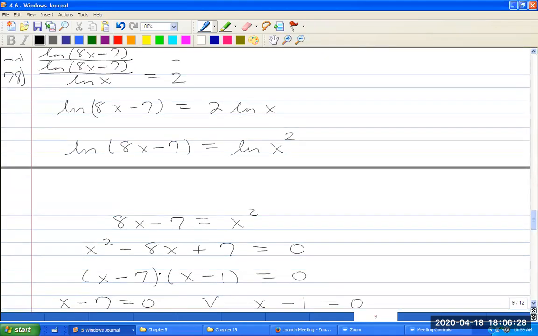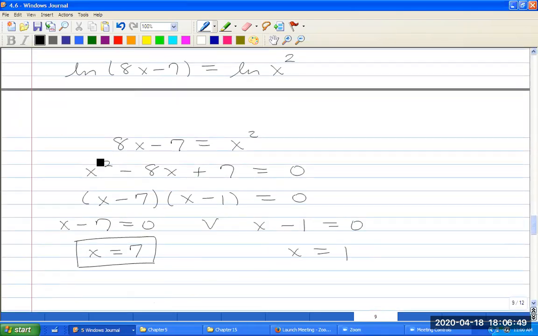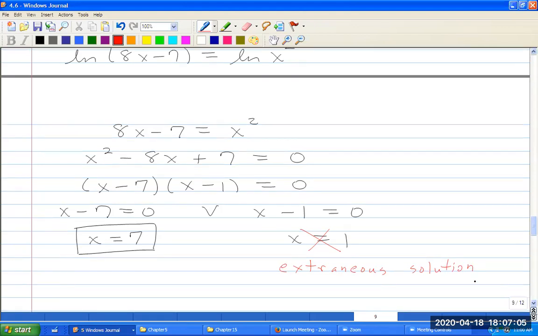Plug in 1 into the equation. 8 times 1 minus 7, that's positive, that's okay. ln of 1, that's positive, that's okay. But ln of 1 is 0, and you don't want to divide by 0. So unfortunately, that makes this an extraneous solution. So you only have x equaling 7 as being the solution.